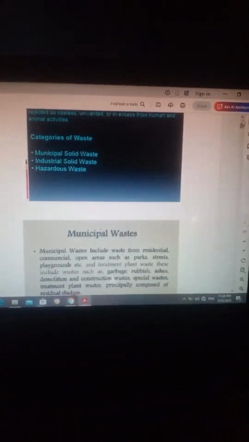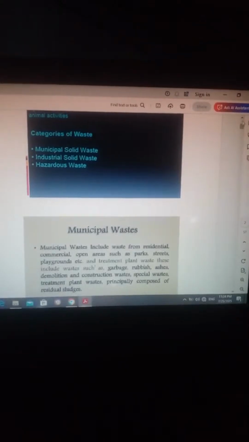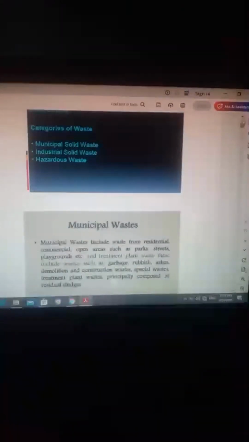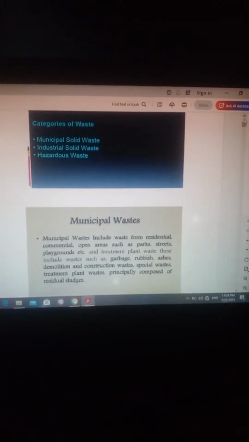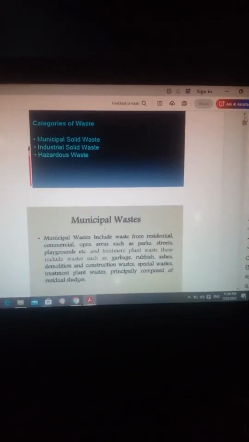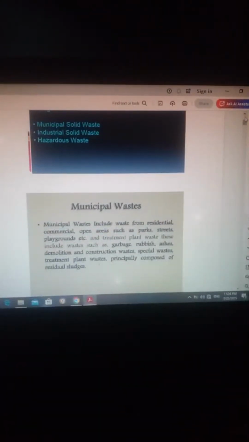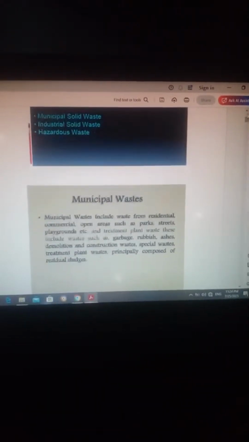What is municipal waste? Municipal waste includes waste from residential, commercial, and open areas such as parks, streets, playgrounds, etc., and treatment plant waste. These include waste such as garbage, rubbish, and ash. Demolition and construction waste is special waste. Treatment plant waste is principally composed of residual sludge.